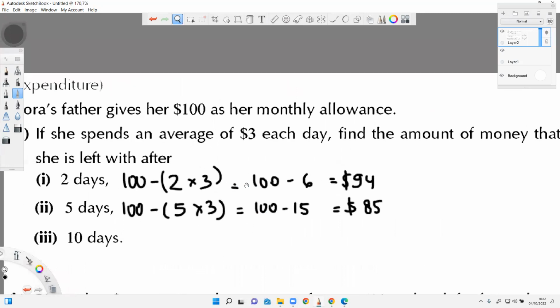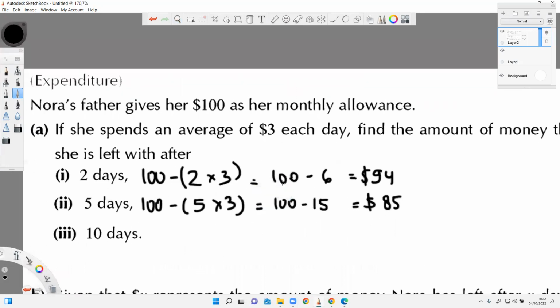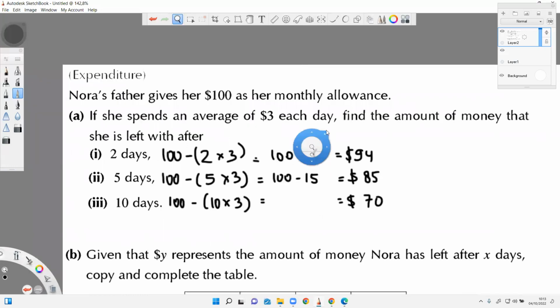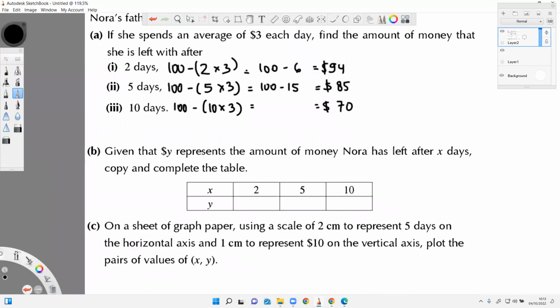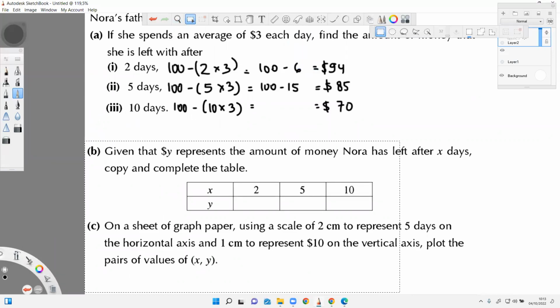I will zoom in a bit so you can see the numbers clearly. And then, how about 10 days? 100 minus 10 days times $3 each day, right? You can do it directly: 70. Any questions so far, guys? No? Is it easy? Yeah, she spends. Spends means she used the money. So the leftover money is 100 subtract something.